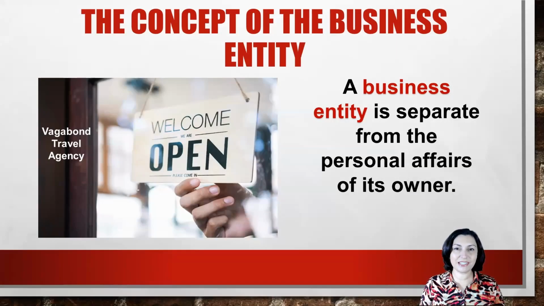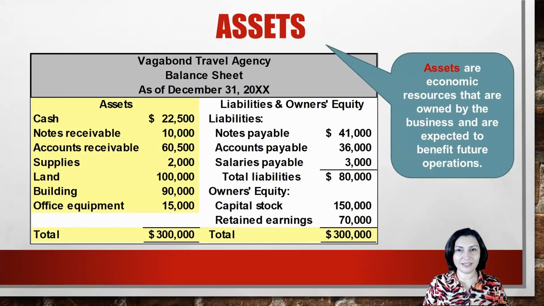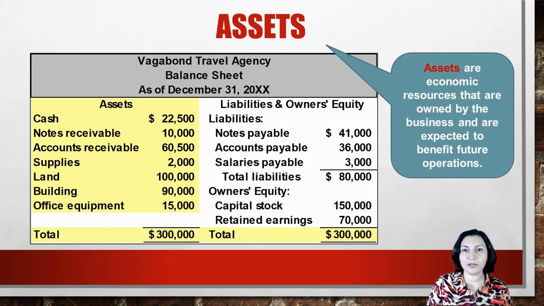The business entity principle states that the transactions of individual owners of a business and those of the business must be separate. Assets are resources owned or controlled by the entity. They include such items as cash, accounts receivable, which are amounts owed to the company by customers, land, building and equipment, and supplies. In our example, we have $300,000 in assets.